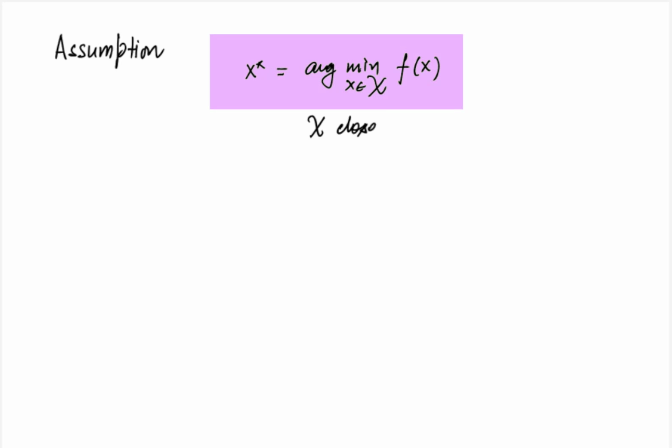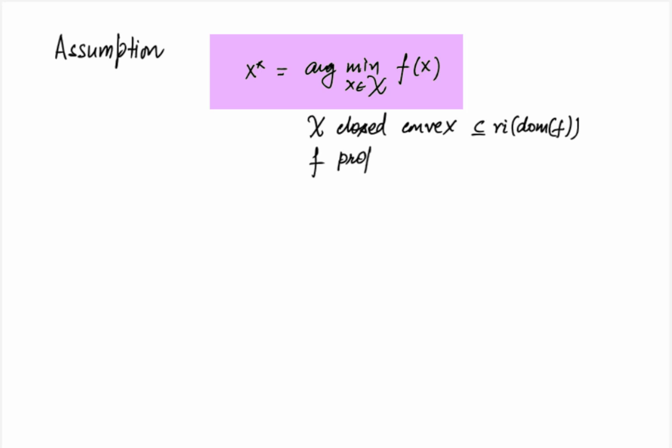Let us look at various assumptions. We are still considering problems of the form x star equal to argmin of x in calligraphic x, f of x, where calligraphic x is closed and convex such that it is in the relative interior of the domain of f, and f is proper closed.